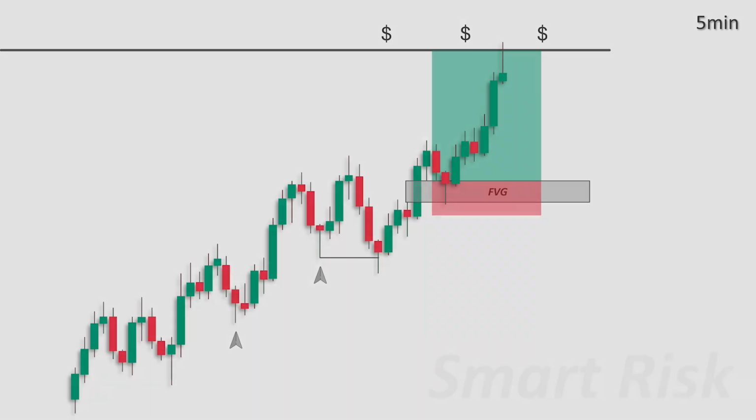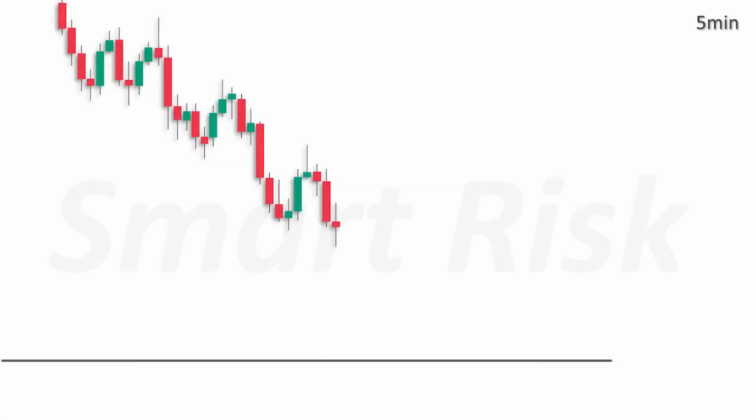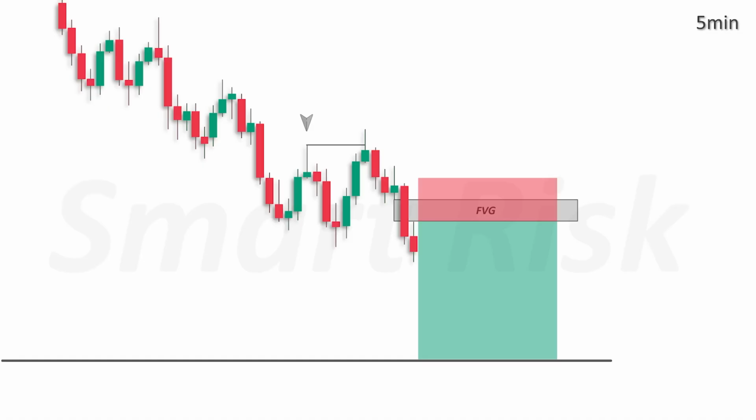If you can't find any FVGs on the 5-minute chart, you can zoom into the 1-minute or even the 30-second chart. In the bearish scenario, simply find a key liquidity zone that the price is moving toward. Then zoom into the 5-minute chart and wait for a stop rate above a recent swing high. Find a fair value gap and set a sell limit at the start of the FVG, and place your stop loss above it.